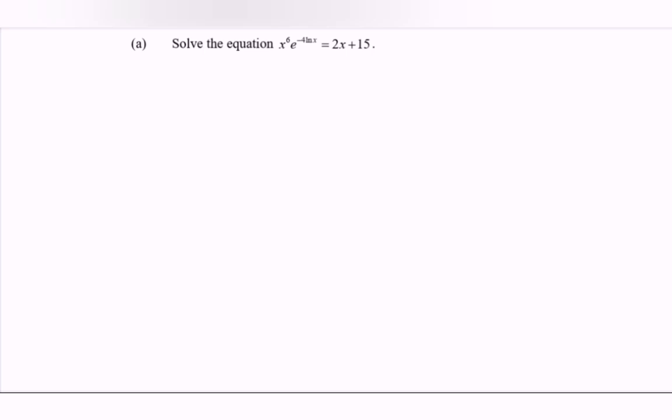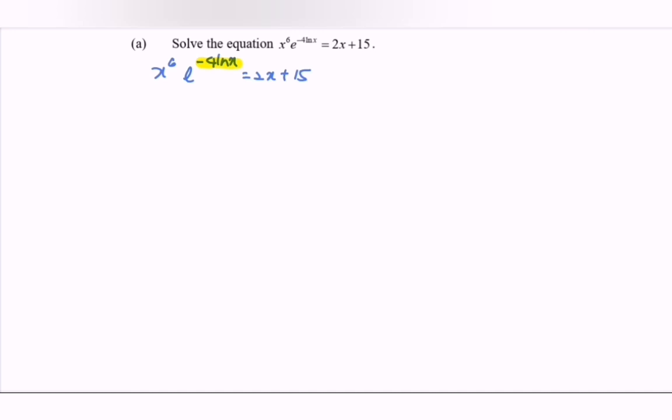Hello everyone, in this video I'm going to discuss an example for equations and inequalities. Solve the equation where we have x to the power 6 multiplied with x to the power of negative 4 ln x, which equals 2x plus 15. So kindly focus on this part.